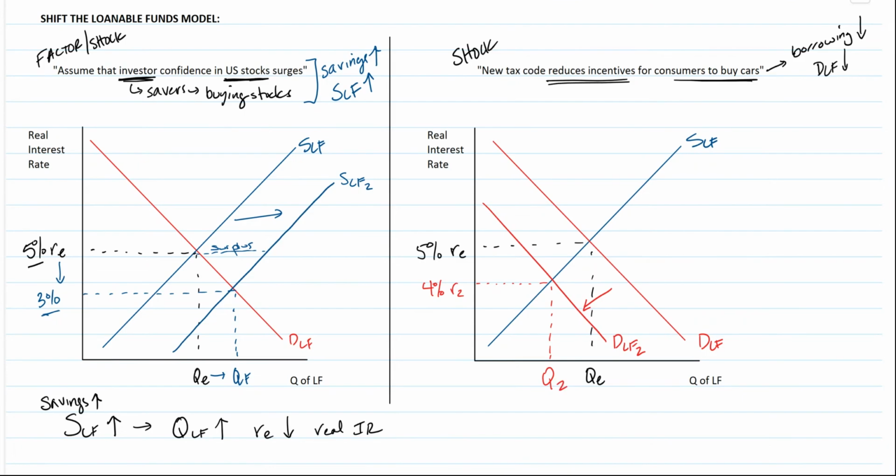And so what do we get? When borrowing in this economy decreased, then the demand for loanable funds decreased, which led to a lower level of loanable funds in the market in general. And that happened at a lower interest rate. The real interest rate in the economy decreased because nobody wanted to borrow the money at the higher interest rate.